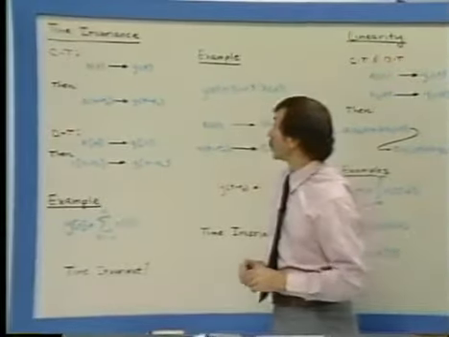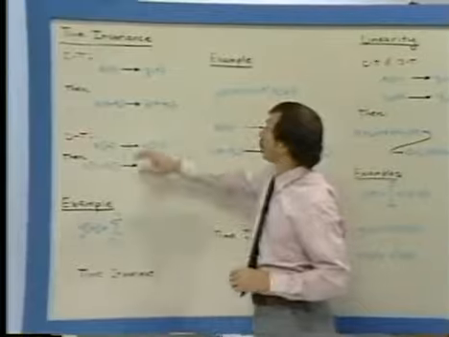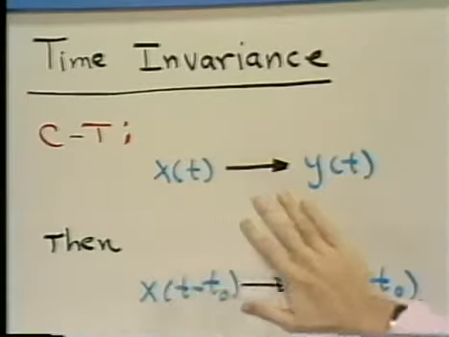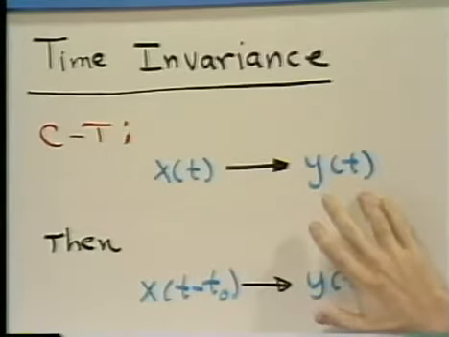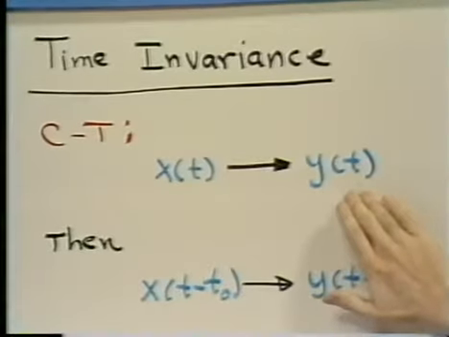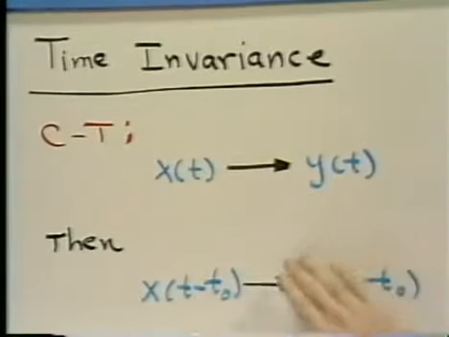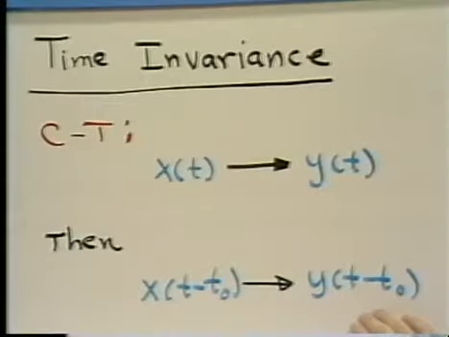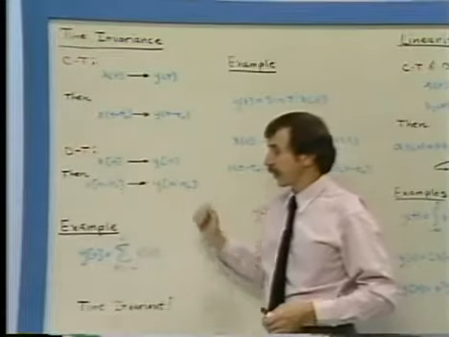Somewhat more formally, as I've indicated here, if in continuous time we have an input x of t, which generates an output y of t, then time invariance requires that if the input is shifted by any amount of time, the output is shifted by the same amount of time. And exactly the same applies in discrete time.